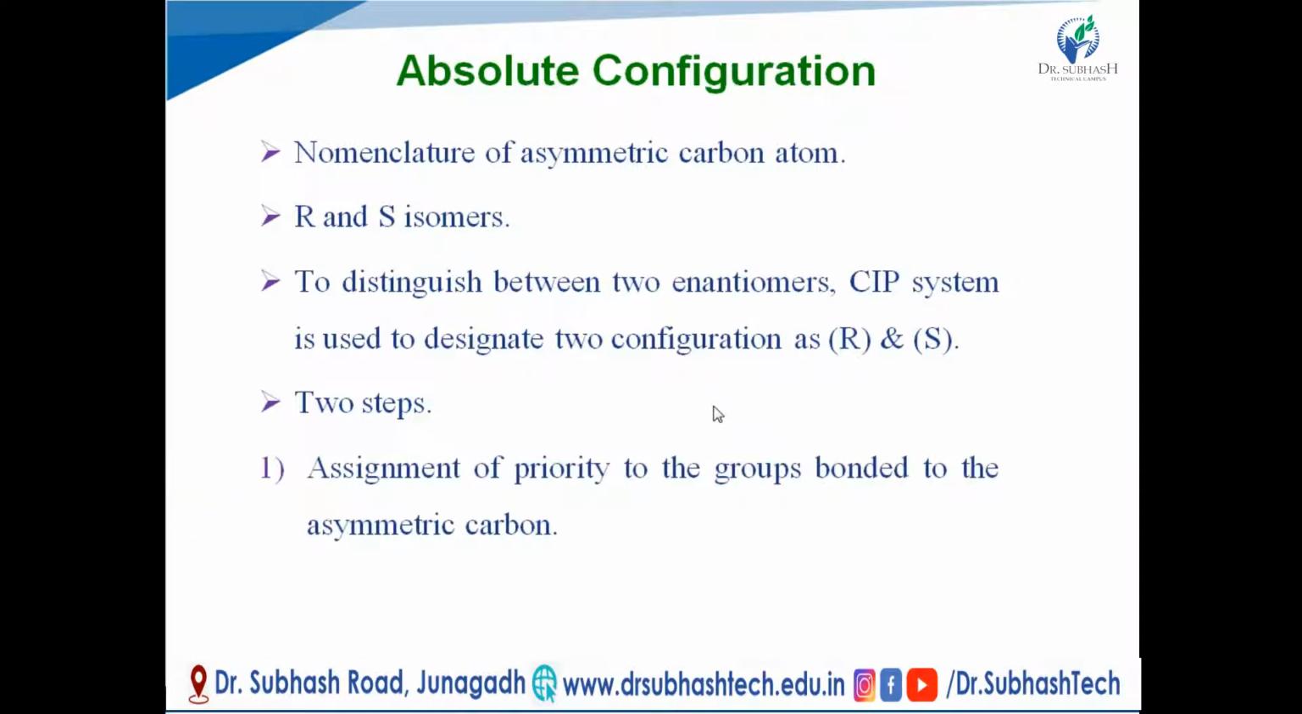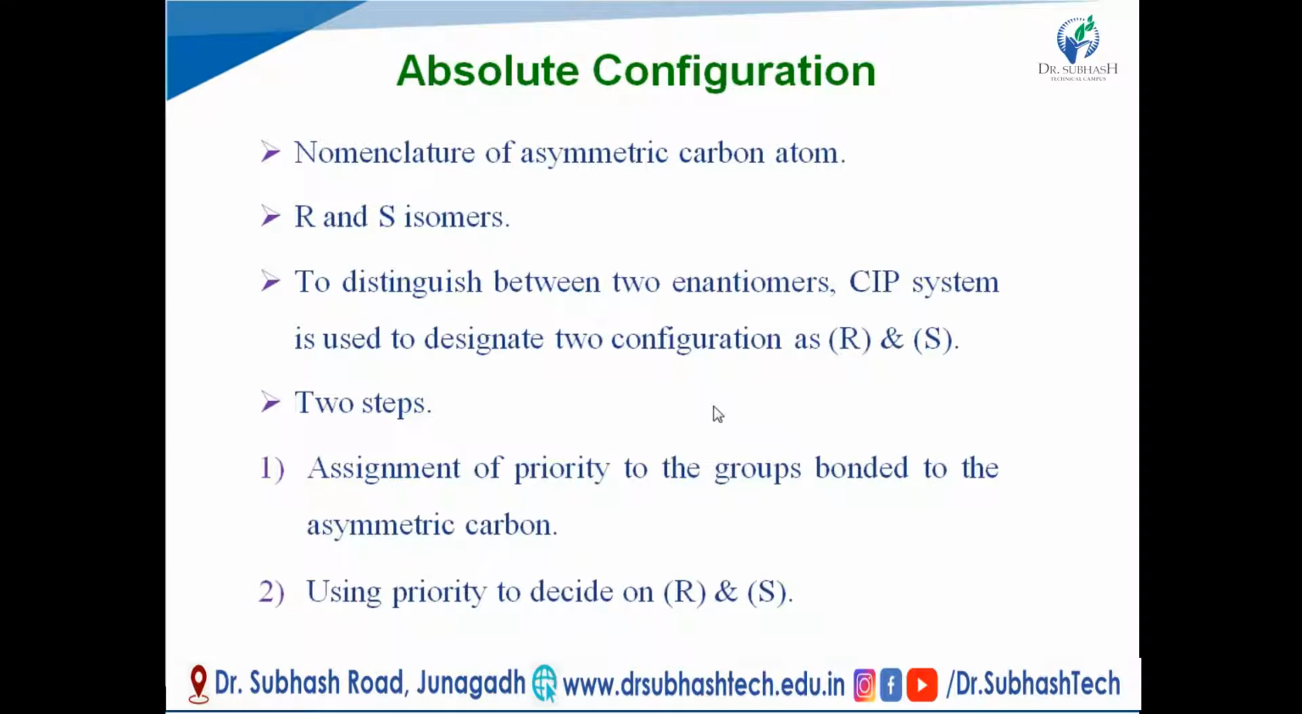First step is assignment of priority to groups bonded to the asymmetric carbon. In an asymmetric carbon, four different groups or atoms are attached to it. So in the first step, numerical priority is given to these four groups or atoms attached to the chiral center: first, second, third, and fourth, by using the sequence rule or CIP rule.